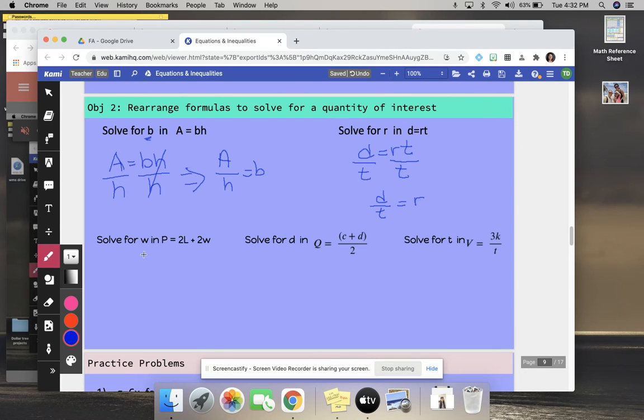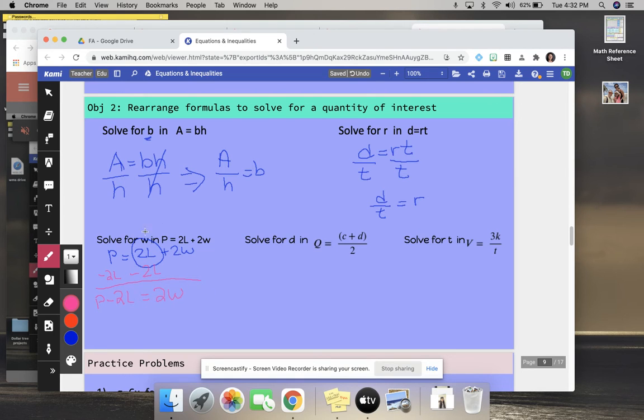Same here. We have solving for W. All right, so we have P is equal to 2 times L plus 2 times W. So the first thing I want to do is, you always want to get rid of everything that's not attached to what you are trying to solve for. So the first thing is our positive 2L. I want to bring that to the other side, so I'm going to subtract 2L on both sides. Now I have P minus 2L is equal to 2W.